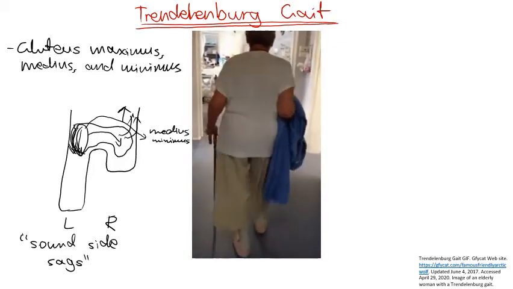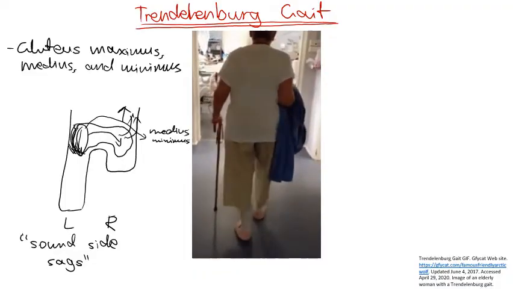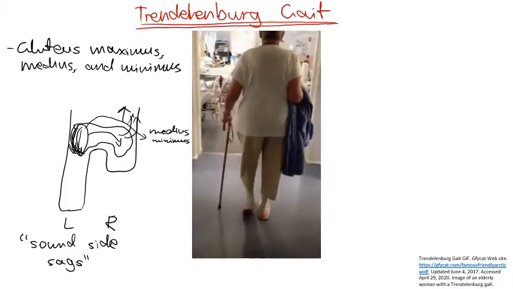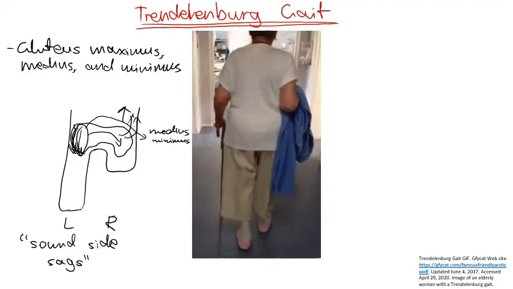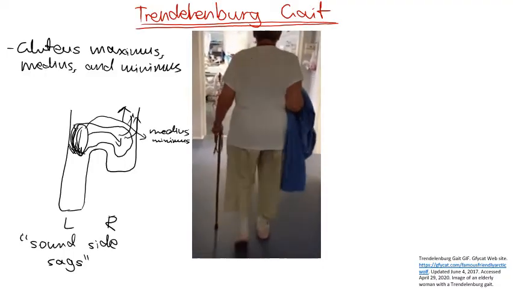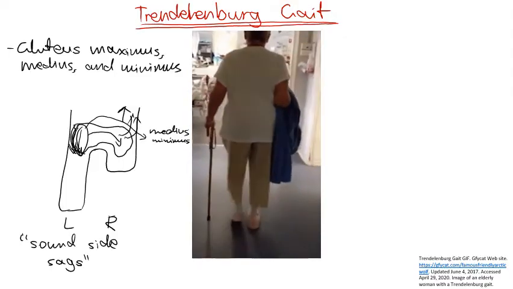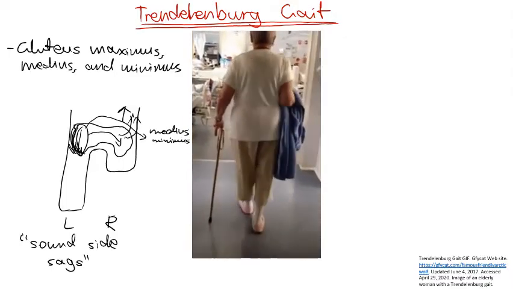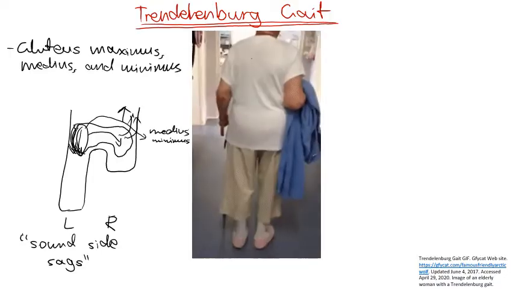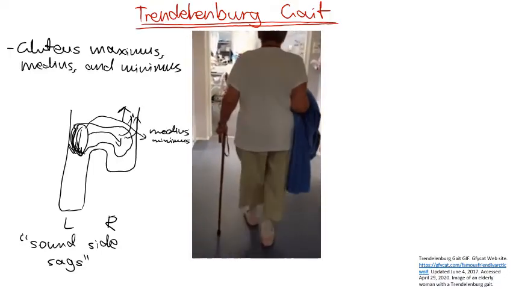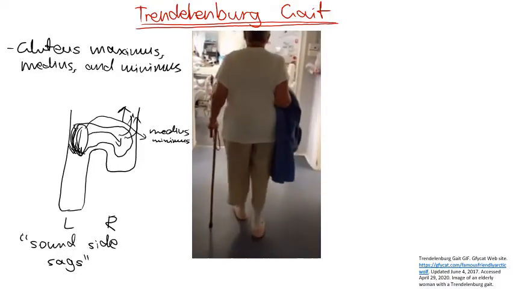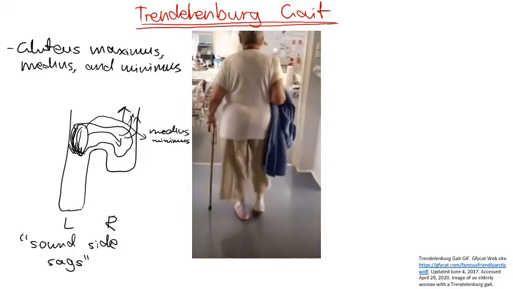So if we have, for example, weakness in the left gluteus medius and minimus muscles, we will cause drooping of the pelvis on the right side. And if we have weakness in the gluteus medius and minimus muscles on the right side, then we will cause drooping of the pelvis on the left side. So wherever weakness in muscles is present, the drooping of the pelvis always occurs on the opposite side.